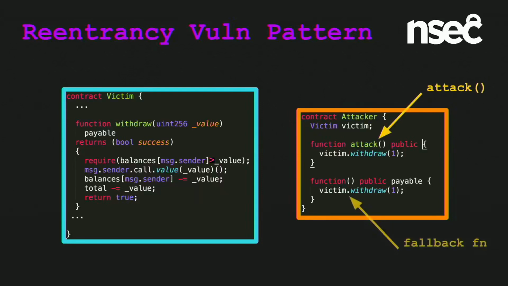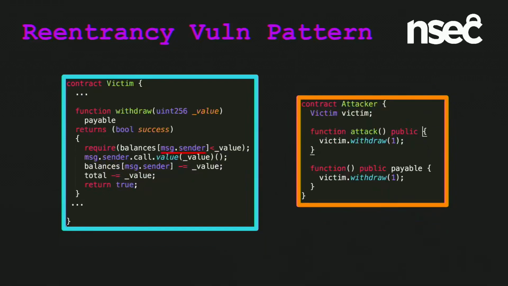There's an attack function and then this fallback function. And the fallback function is just, if you send ether to something, you don't have to specify a function, it's going to call that. It's the default. So we'll run through this quickly.